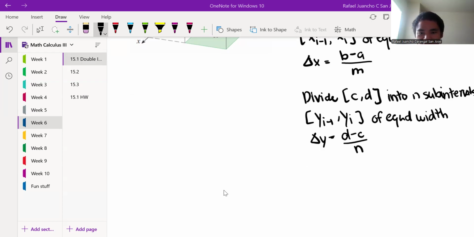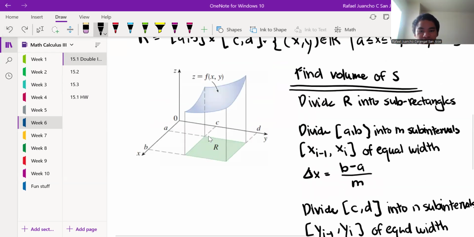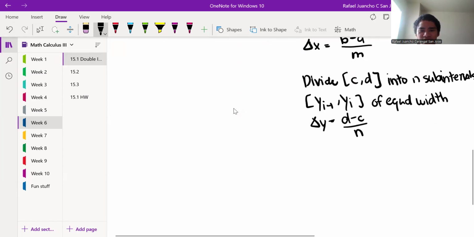By drawing lines parallel to the coordinate axes through the endpoints of these intervals, as in figure 3, we form the subrectangles. After that, we basically form subrectangles when we draw a couple of lines parallel to those. Pretend those are straight lines. Basically, we're going to cut everything, and the moment we do that, we form subrectangles.